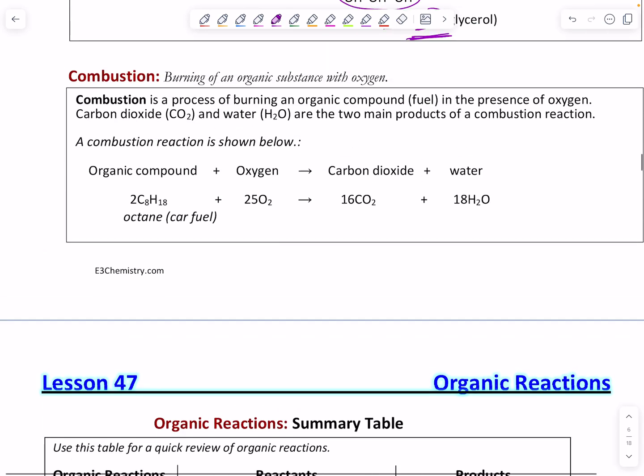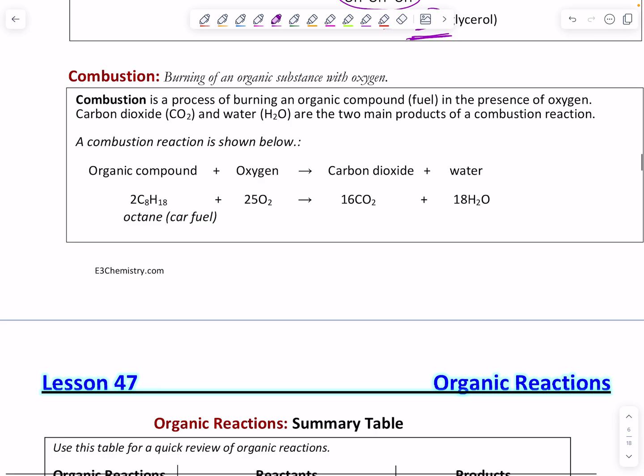So combustion is where you burn an organic substance with oxygen. And so this is one that we actually talk about in first year chemistry. We don't really relate it to organic, but we do talk about that it is one of the 5 basic types of reactions that we learn in first year chemistry. And so you have an organic compound. Usually it's a hydrocarbon. It could be an alcohol. It could be something else, but most of the time it's usually just a hydrocarbon.